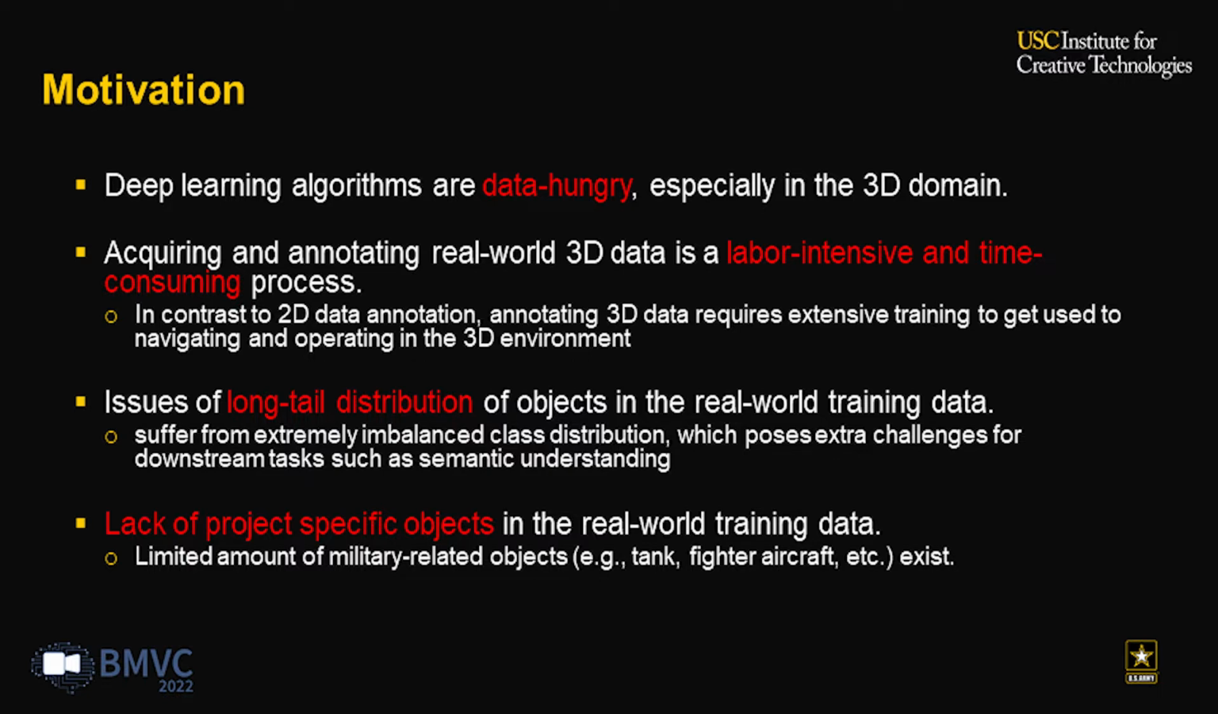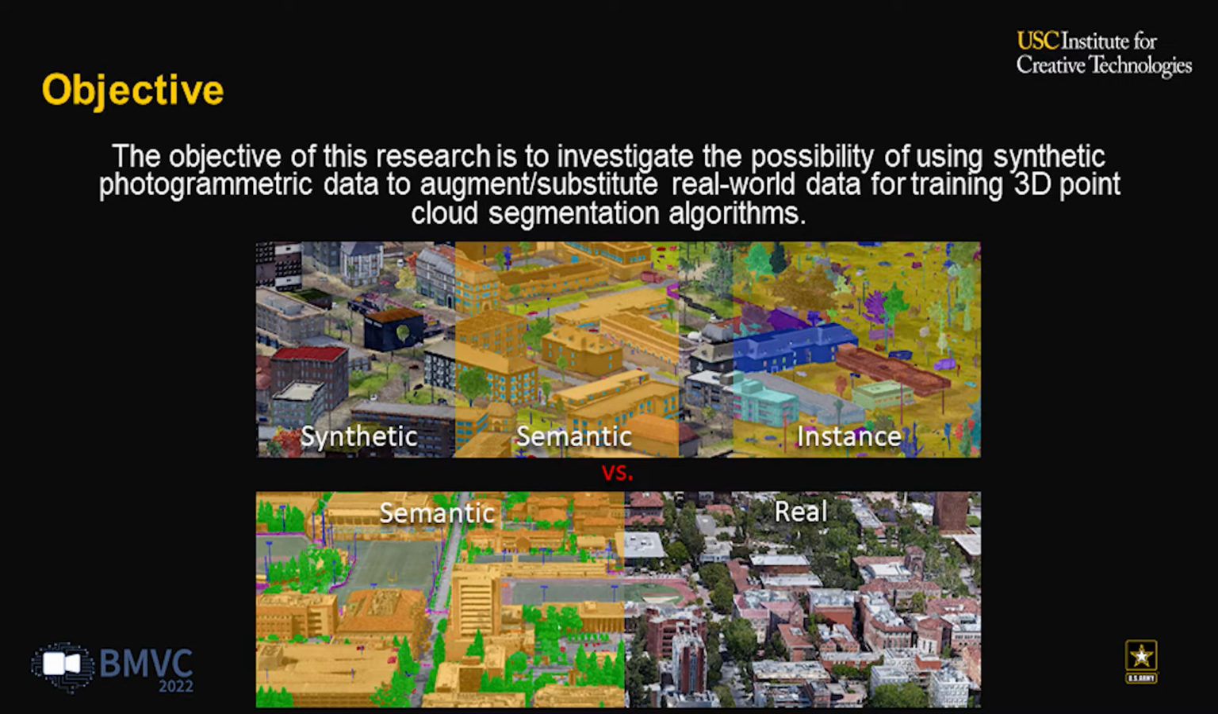Using military application as an example, there is a limited amount of military-related objects, such as tanks and fighter aircraft, in the training data. So the objective of this research is to investigate the possibility of using synthetic photogrammetric data to augment or even substitute real-world data for training 3D point cloud segmentation algorithms.